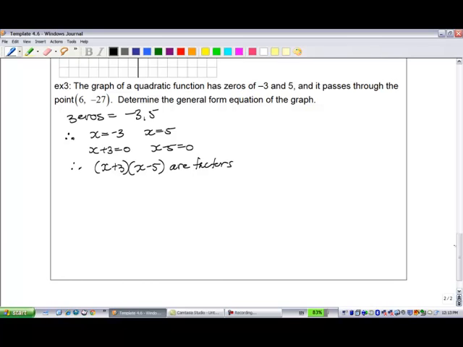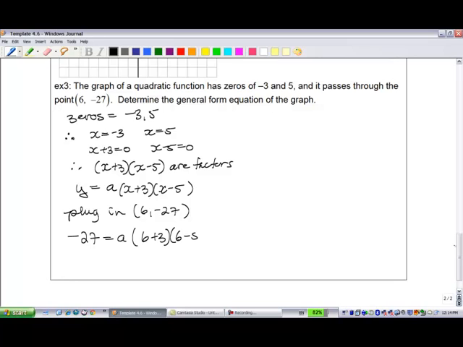So what you do is you actually back solve. You start them equaling the 0 and move backwards to make them equal 0. So our equation is x plus 3, x minus 5, but there might be a little bit of a stretching effect. So let's plug an a in there. We don't really know what that a value is yet. But we can figure it out if we plug in the point that we're given, which is 6, -27. So y is -27. A, we don't know so much. 6 plus 3, 6 minus 5. 6 plus 3 is 9. 6 minus 5 is 1.